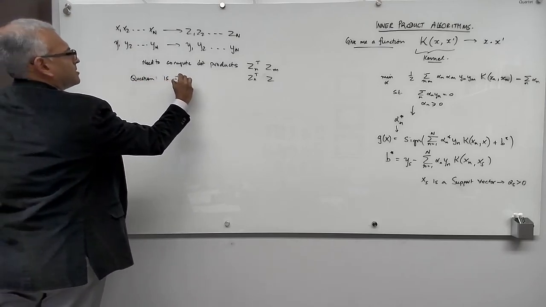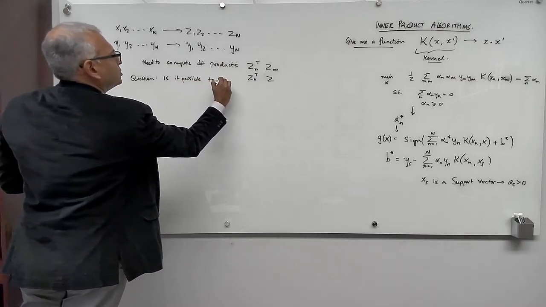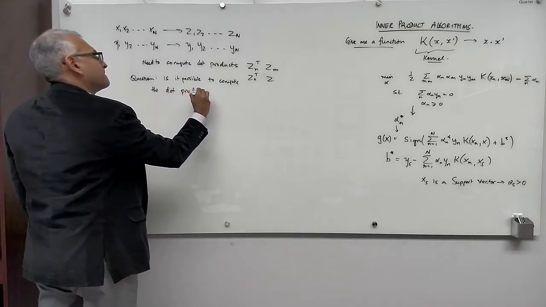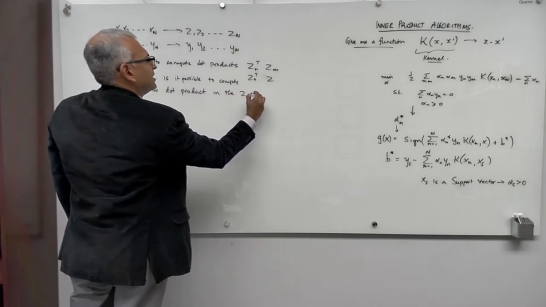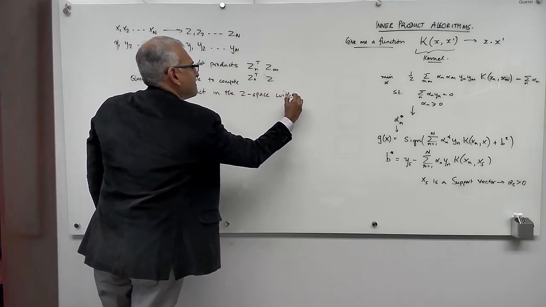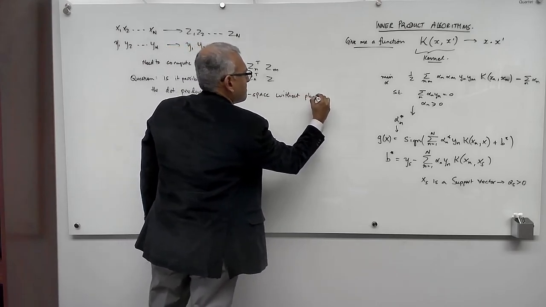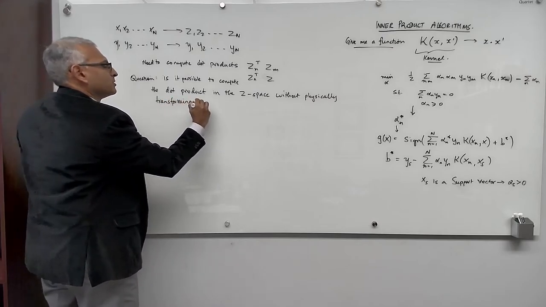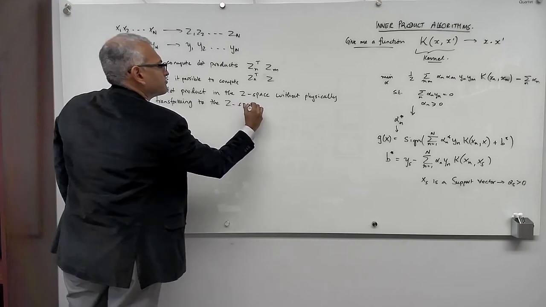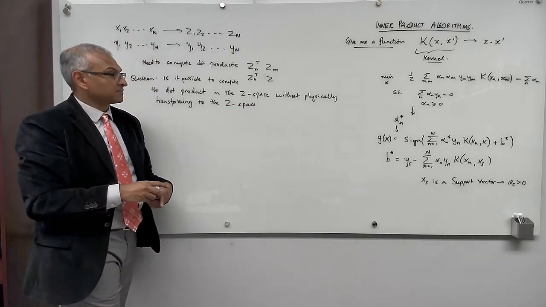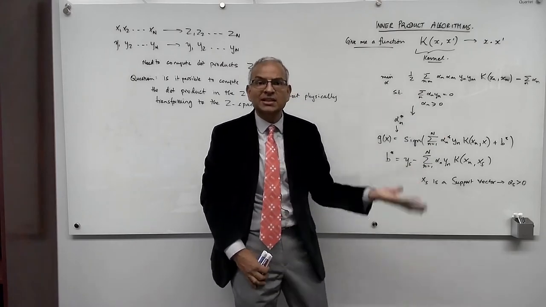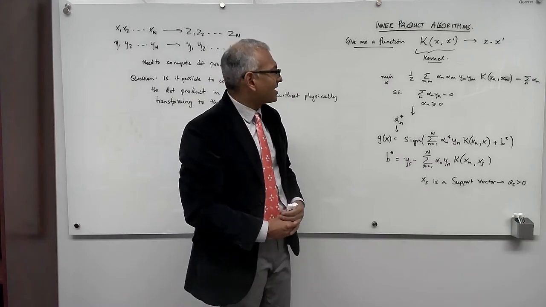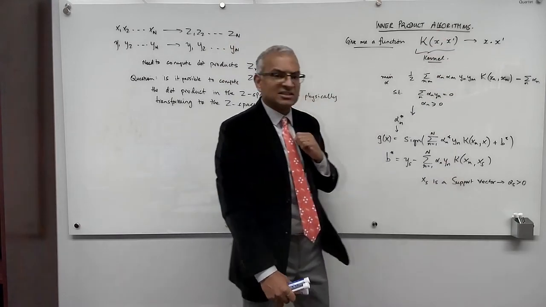Is it possible to compute the dot product in the Z space without physically transforming to the Z space? If we can, then we can run this algorithm, because all it needs are the dot products. If I replace this entire algorithm with Z instead of X, all I need are the dot products in my Z space.